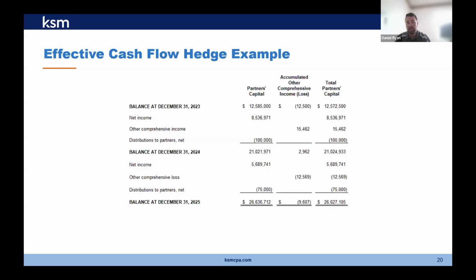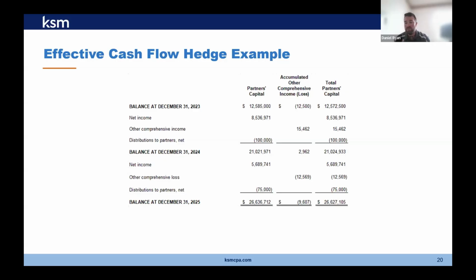In this example here, again, we've got the familiar AOCI column. If we were to look at this entity's derivative statements at the end of the year, we would see an unrealized loss of this $9,607. Again, it's just the unrealized portion, similar to the fixed income example that we gave previously. It's just the unrealized portion that we're showing at the bottom of AOCI at the end of the year.